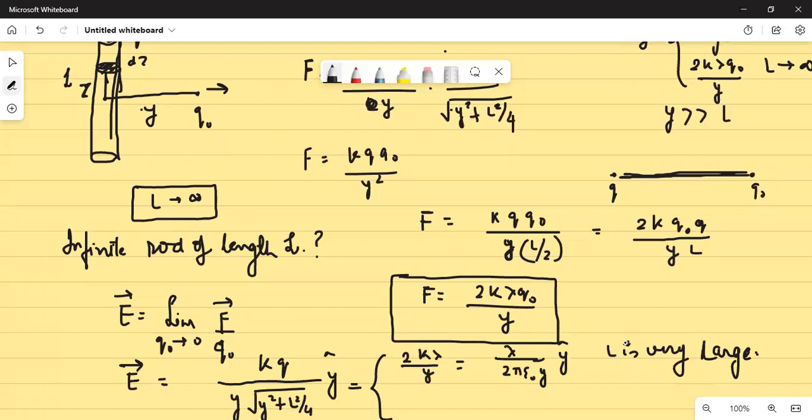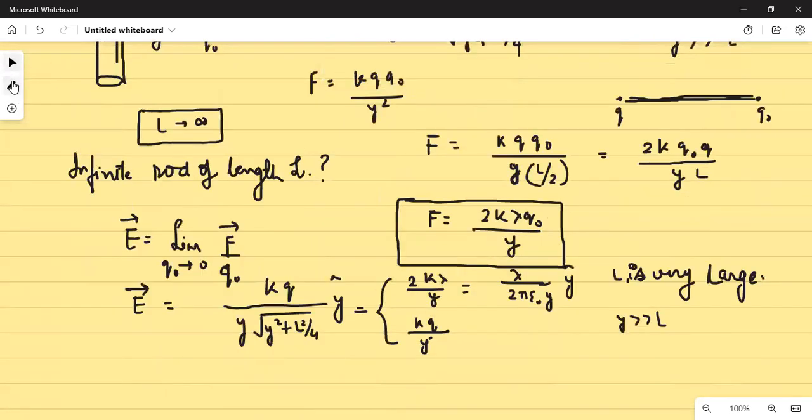If L is very large. Is that clear? And if your y is very, very large, then it will be kq upon simply y square. So it is like the electric field due to a point charge at a distance y. Is that clear? I don't think there is an issue till now.